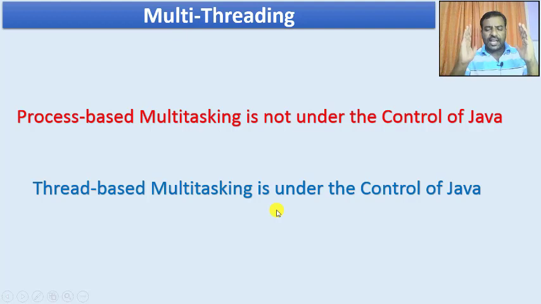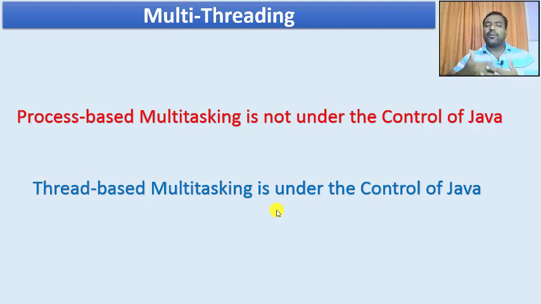Hence, if the Java program is in execution, Java will be totally in control of what part is to be executed, when it's to be executed, how it's going to be executed, and when to stop it. So Java will take complete control when it is thread based. Hence, if you want controlled multitasking, think about thread based. If you don't want to control multitasking, think about process based. But right now, as a programmer, I should think about control.